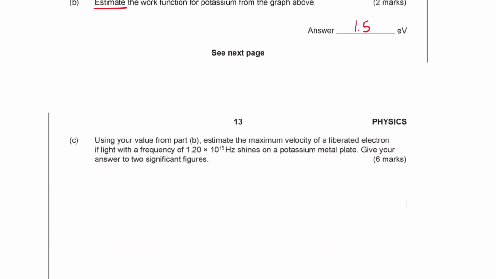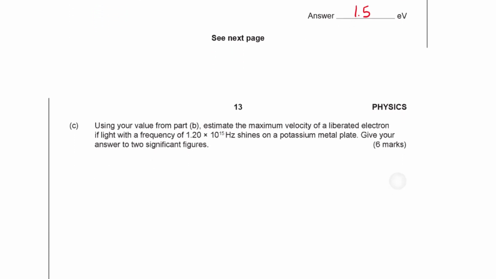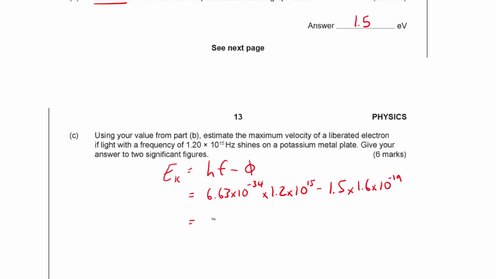As I keep moving, it's now asking me to use my value from part B, which is this one up here, to estimate the maximum velocity of a liberated electron at this light frequency. So if we want to know the velocity, we need to know the kinetic energy. So the incident light, subtract the work function. So the incident light is going to be 6.63 times 10 to the negative 34, times 1.2 times 10 to the 15. And we're going to subtract that work function that we've estimated, but that's in electron volts, so let's convert that to joules. And I get 5.56 times 10 to the negative 19 joules. I'm keeping a bit more precision than I need to.